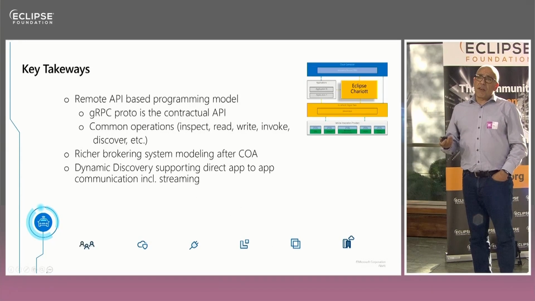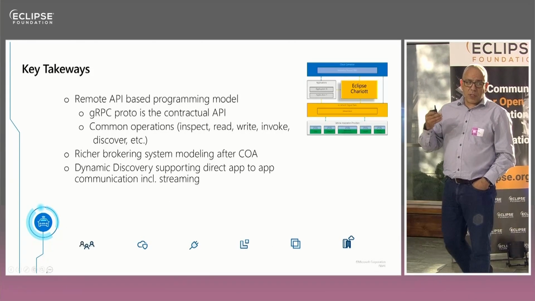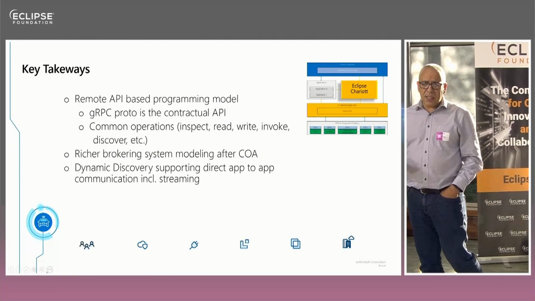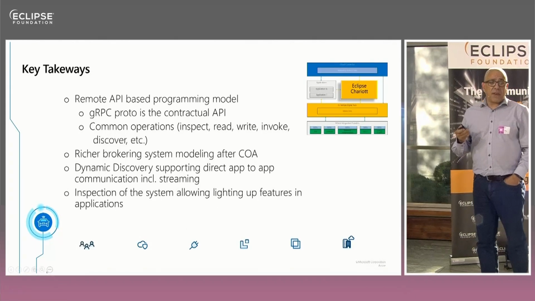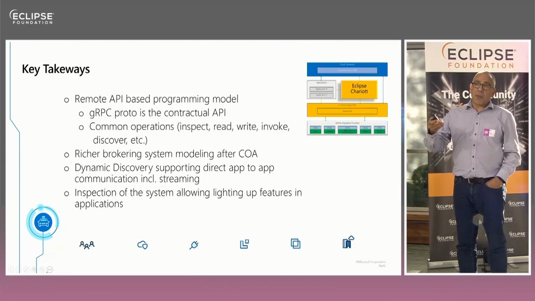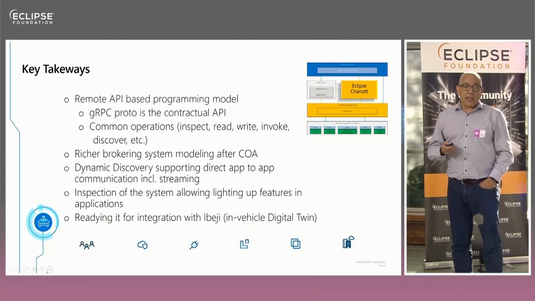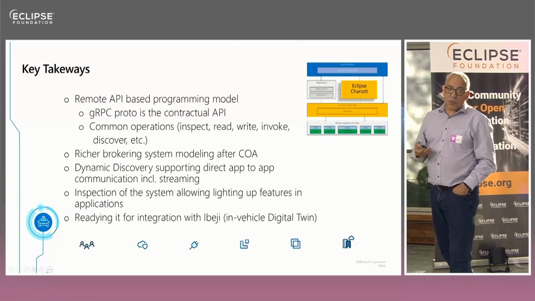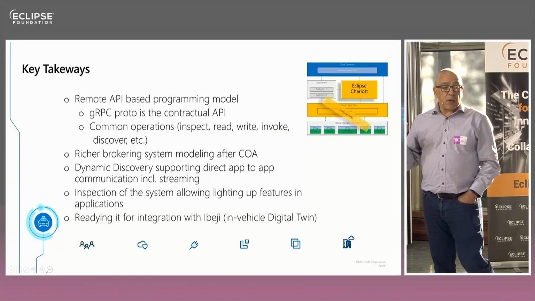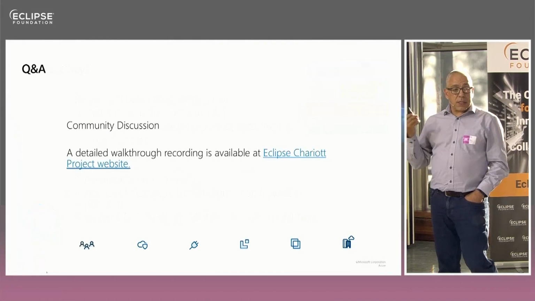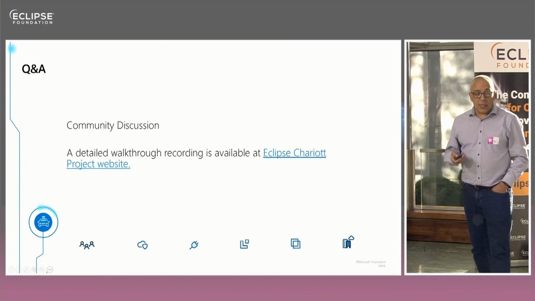We have the dynamic discovery, and I think through this process of the integration with the vehicle digital twin and the intents, we have the inspection of the system, again, looking up how the applications use these. And then last but not the least, we did a substantial effort on the integration with the in-vehicle digital twin. And so with these, I'm going to close the presentation.